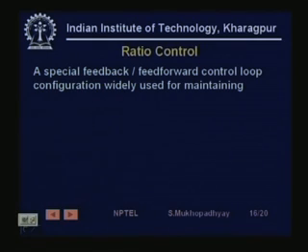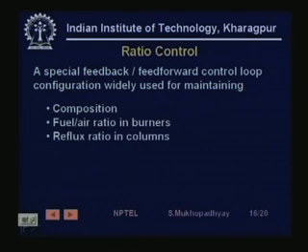Now we look at another control which has both a feedback and a feed forward flavor. It's a very common control configuration which is used especially in chemical processes. It is a special feedback feed forward control loop configuration which is widely used for maintaining composition control, fuel air ratios in burners.